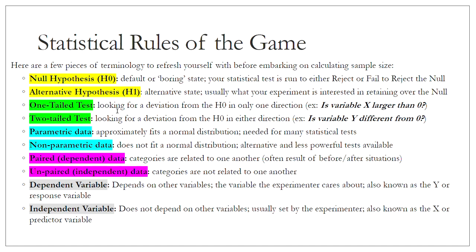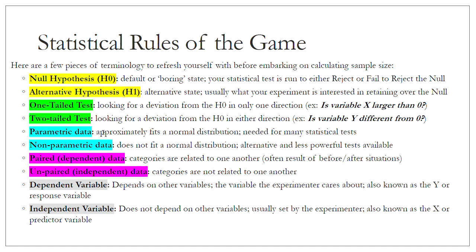A one-tailed test is looking for a deviation from the null in only one direction, so is a variable larger. In most cases, we don't do a one-tailed test. In fact, I don't think we've done one-tail on any of these things. Pretty much everything we've done in this class is a two-tailed test, and that's looking for a deviation from the null in either direction. So is variable y different from 0?